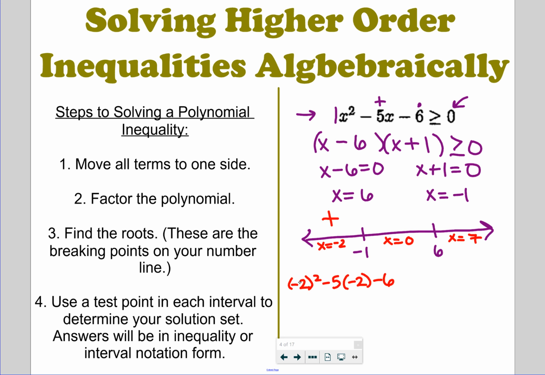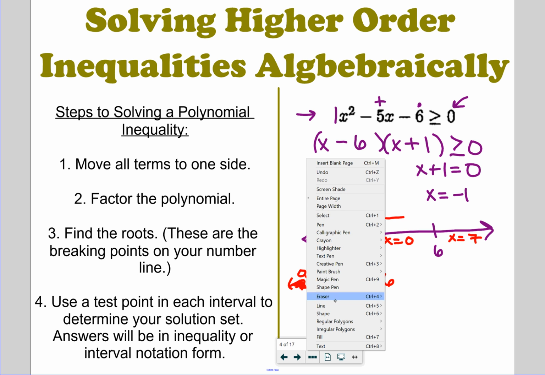So now we're going to do the same thing. We're just going to plug in 0 and 7. Let's say I plug in 0. 0 squared gives me 0. 5 times 0 is 0. Minus 6 gives me -6. But more importantly, it's a negative number. And then finally, we'll plug in 7.